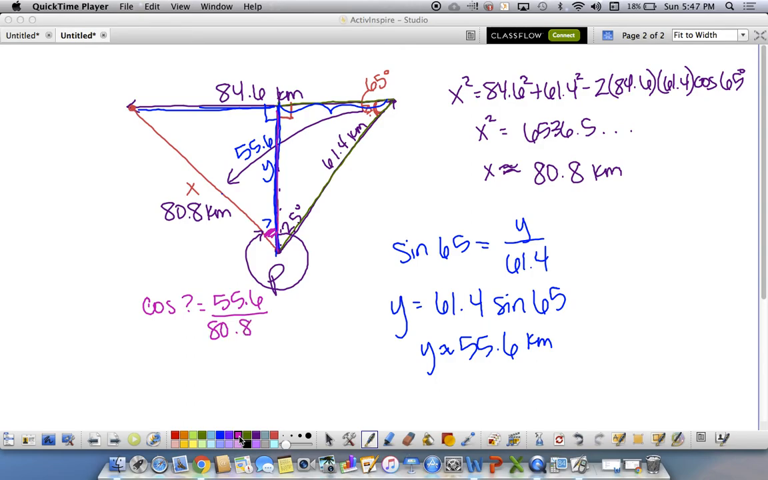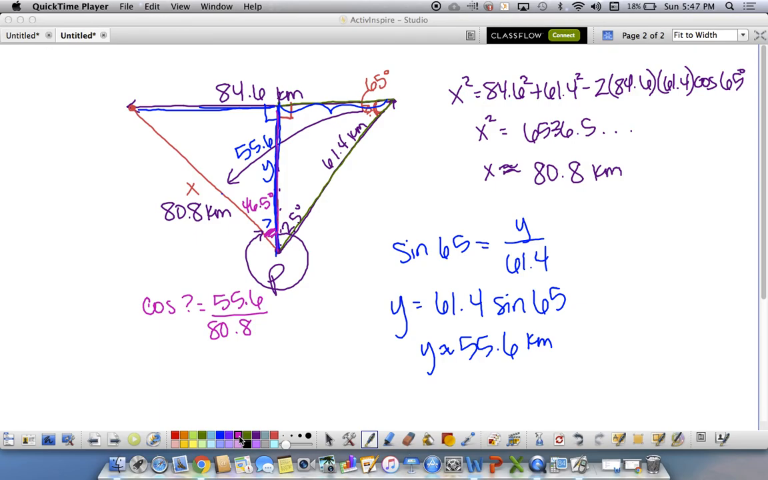Just one second, I've got to plug that in my calculator. Inverse cosine of 55.6 divided by 80.8. And this angle right here is 46.5 degrees.